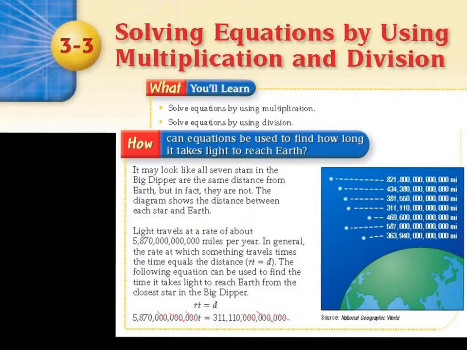That's not so bad. So if we divide by, let's see, that'd be 1,000 million. Okay, if we divide both sides by a billion, we would get something easier to deal with, and then we could divide both sides by 5,870, and we would find the time.